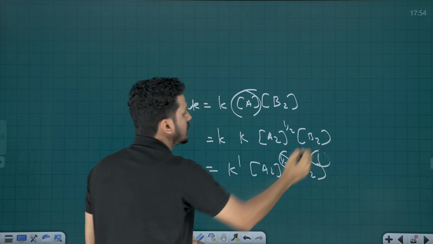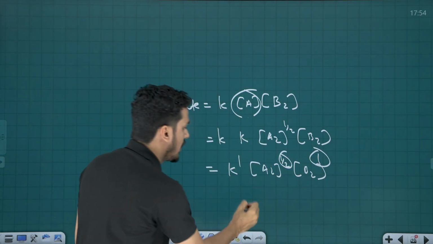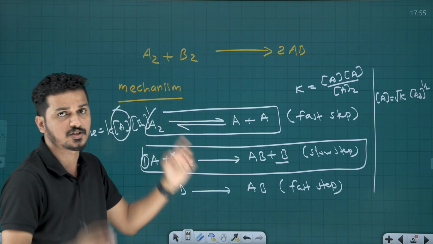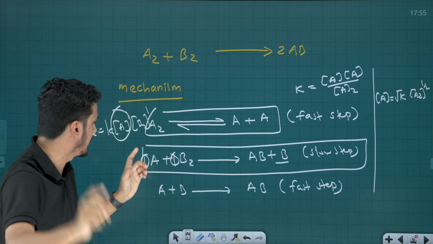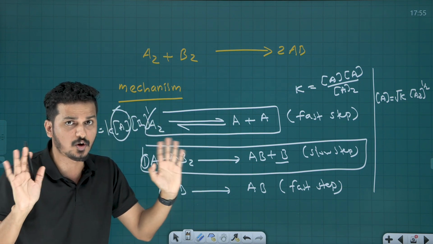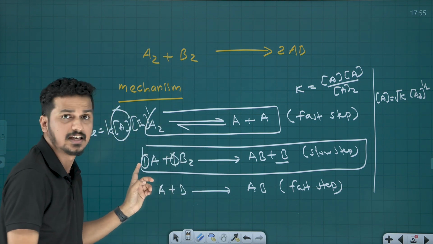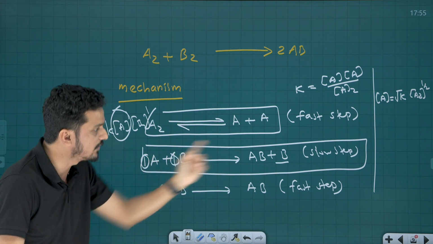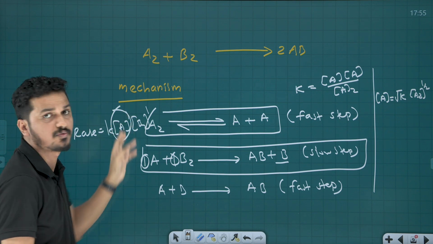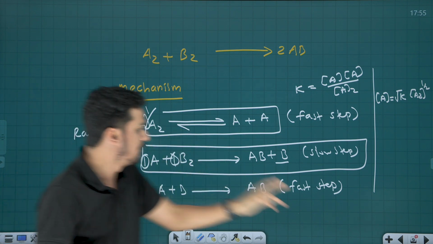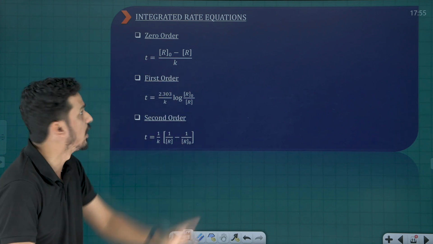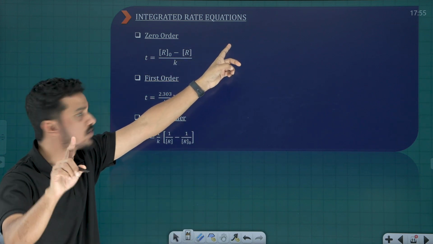So the overall order of the reaction is 1.5. That kind of question they can ask you, so keep it in mind. Don't forget the idea. What idea did I tell? We conclude that in the slow step, along with the reactants, the values that come as coefficients are written as powers. That's the idea. Ready? We can go to the next one. Next from here we have to learn about the integrated rate equation. Related questions will be there.